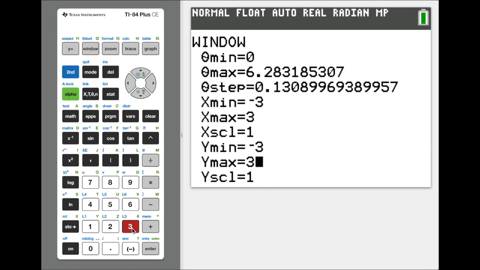So the x values and the y values just have to do with the viewing window. It doesn't have to do with what portion of the graph. It doesn't have anything to do with the theta values. Our theta values that we're plugging into the function are starting at a theta value of 0 and ending at a theta value of 2 pi. 6.28 is approximately 2 pi.